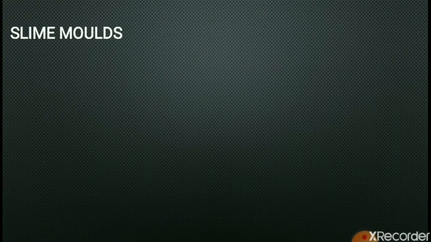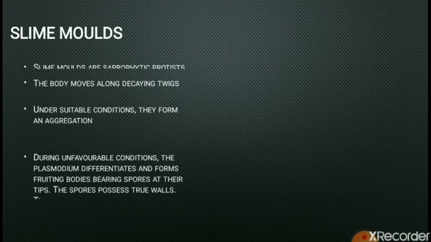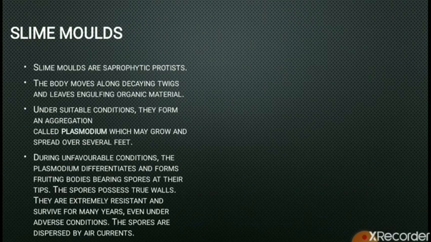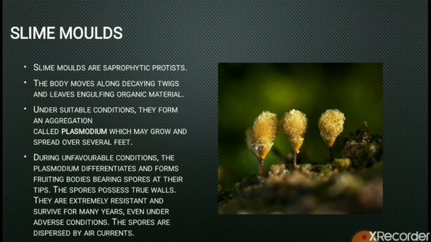The next category of protists is slime mold. Slime molds are basically saprophytic in nature. The body moves along decaying twigs and leaves, engulfing organic materials. Under suitable conditions, they form an aggregation called plasmodium, which may grow and spread over several feet. During unfavorable conditions, the plasmodium differentiates and forms fruiting bodies bearing spores at their tips.